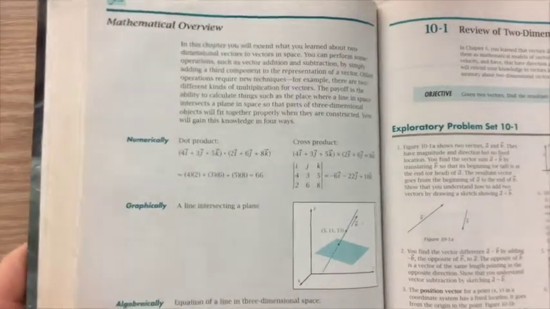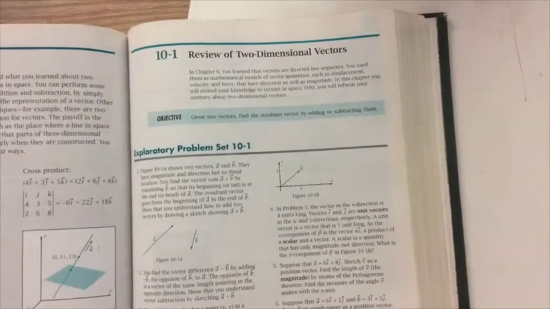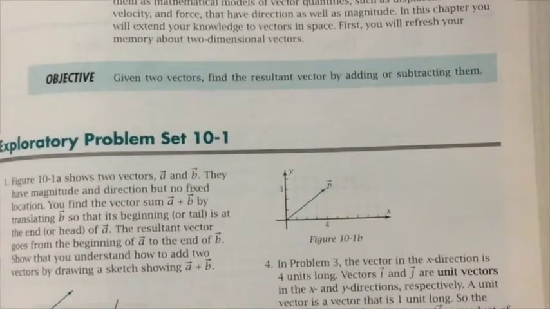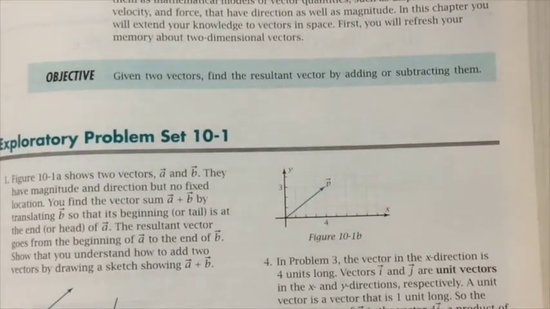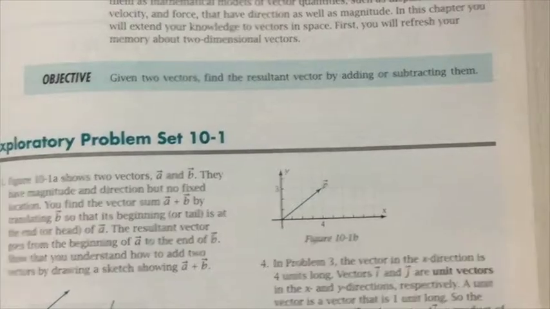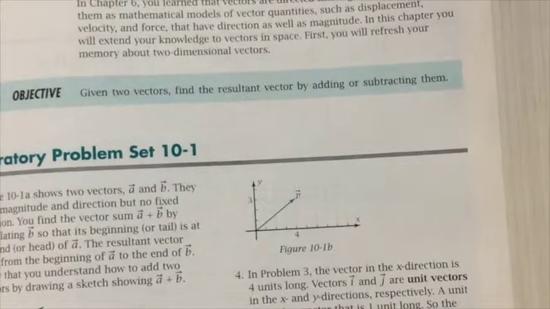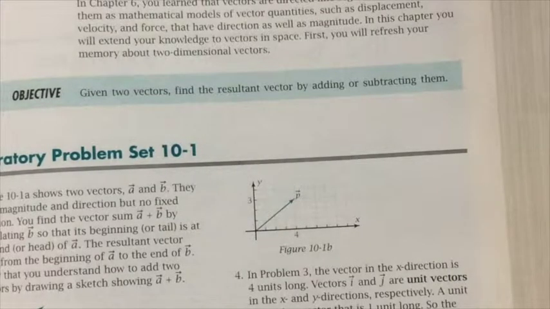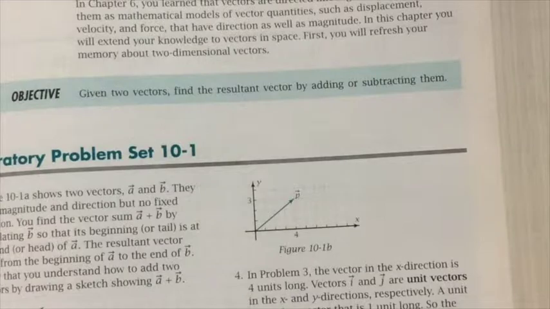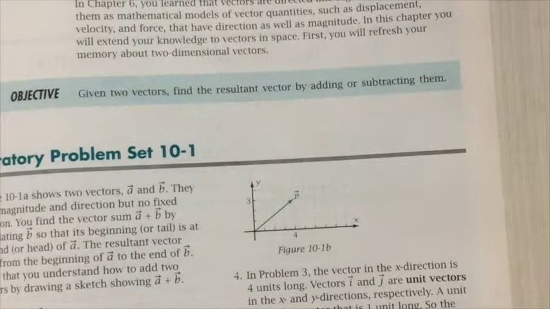But in the meantime, here's 10.1, and it says given 2 vectors, find the resultant vector by adding or subtracting them. We just did that, right? Okay, fine. And we did it 2 different ways. We did it by translating, and we did it by using the components.